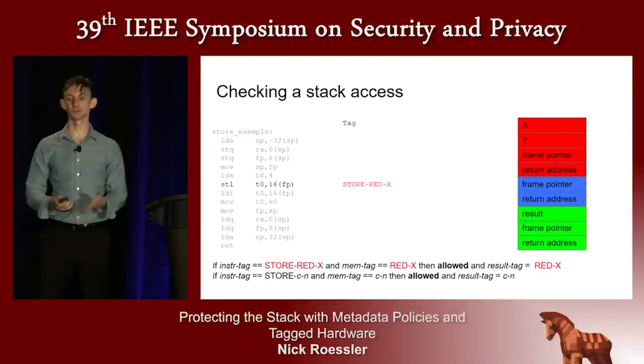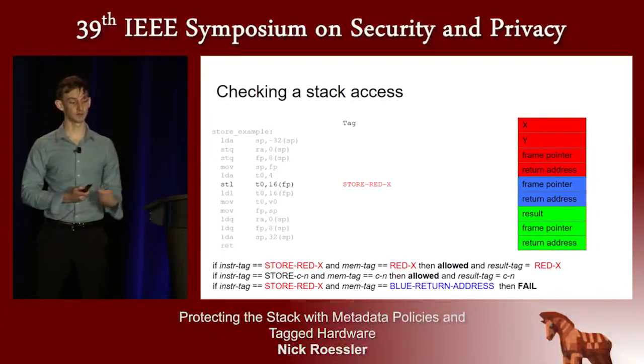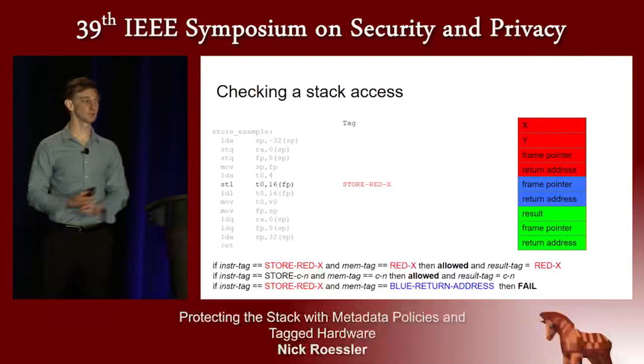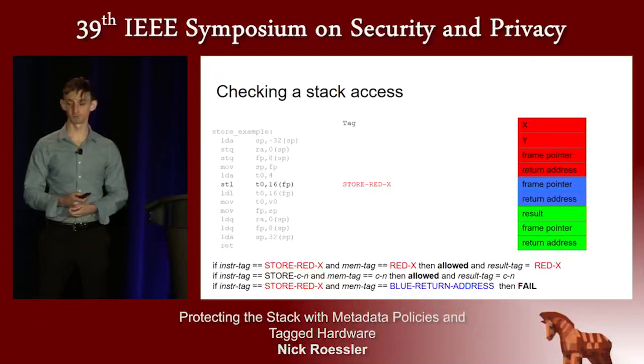So what does a violation look like if we try to take this instruction and write to a different item on the stack, such as the return address in the frame below? Well, the instruction tag is store red x, but the memory tag is blue return address. This does not match the above rule, and we can terminate the program.